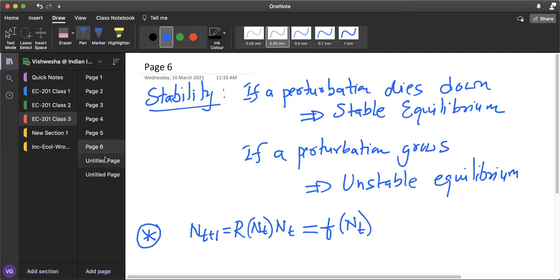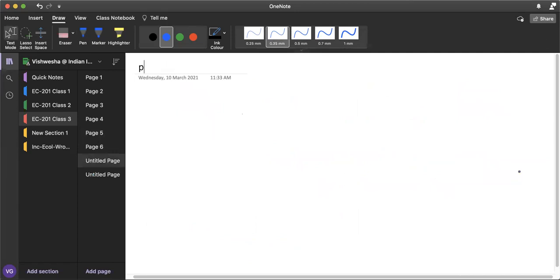So I think I have to use a new page. I don't have enough space. Okay, so I'll just finish this and then we'll close the class. So let's now write down the population size. The next generation can be in general written as this formula.